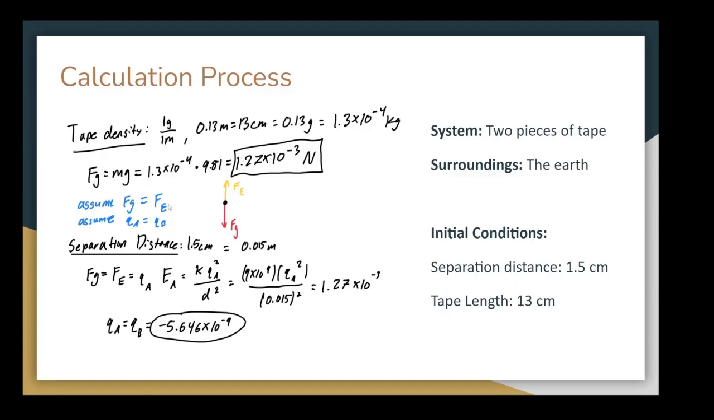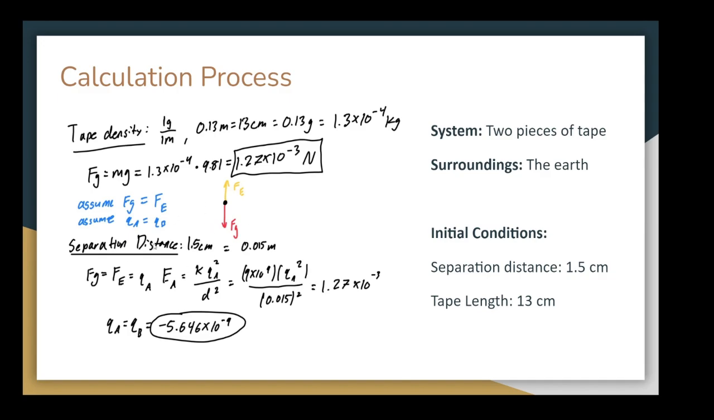We assumed that Fg and Fe were equal. This is because the tape was not actually moving when it was floating. It was just kind of sitting there. And then we also assumed the charges were equal, and this was so that the forces would balance out.